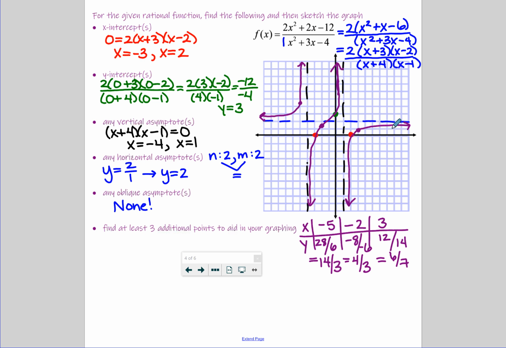Now again, last but not least, you want to check at the end, were there any holes? We didn't have any holes because we didn't have anything that reduced. If we did have a hole at a certain x value, we would just find that x value on the graph, erase the point that's located there, and put an open circle in its place.